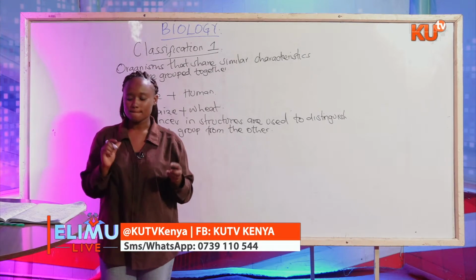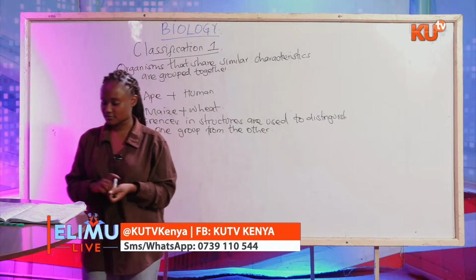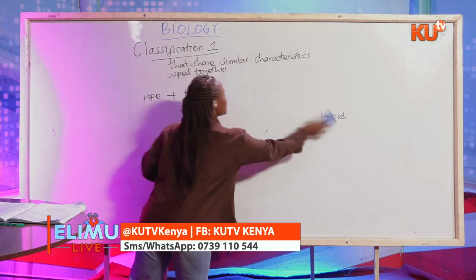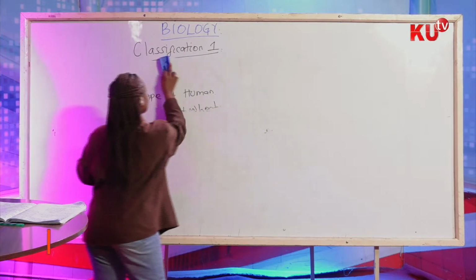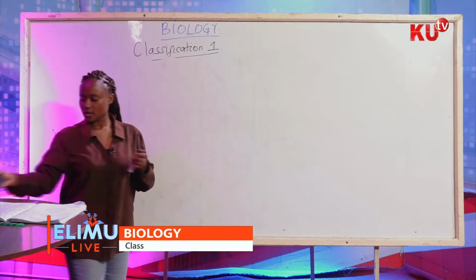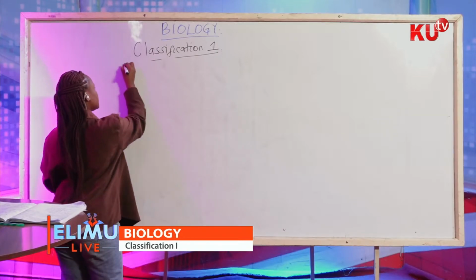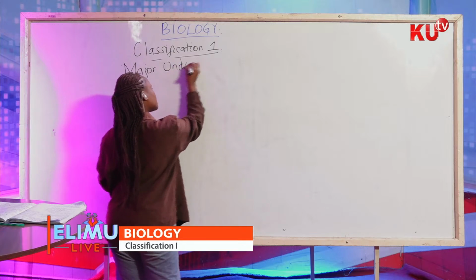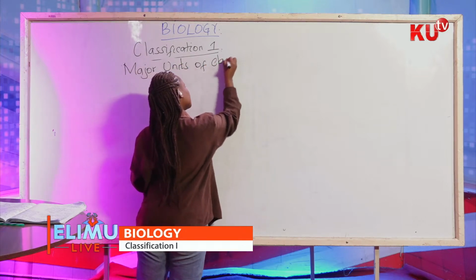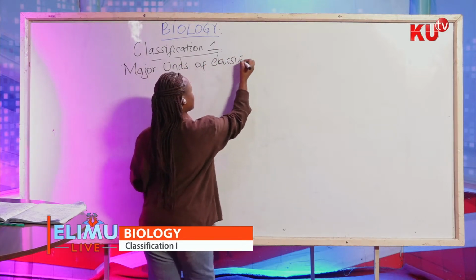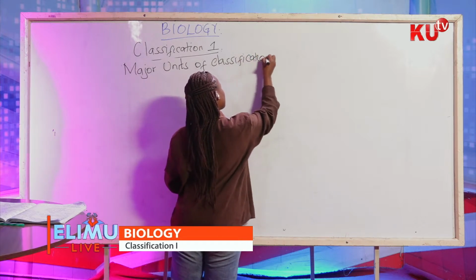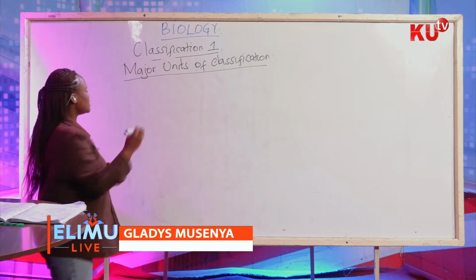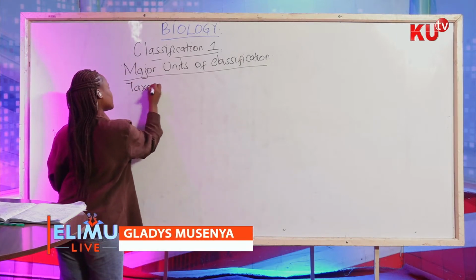Now we go to the major units of classification. We have a term called taxonomy.